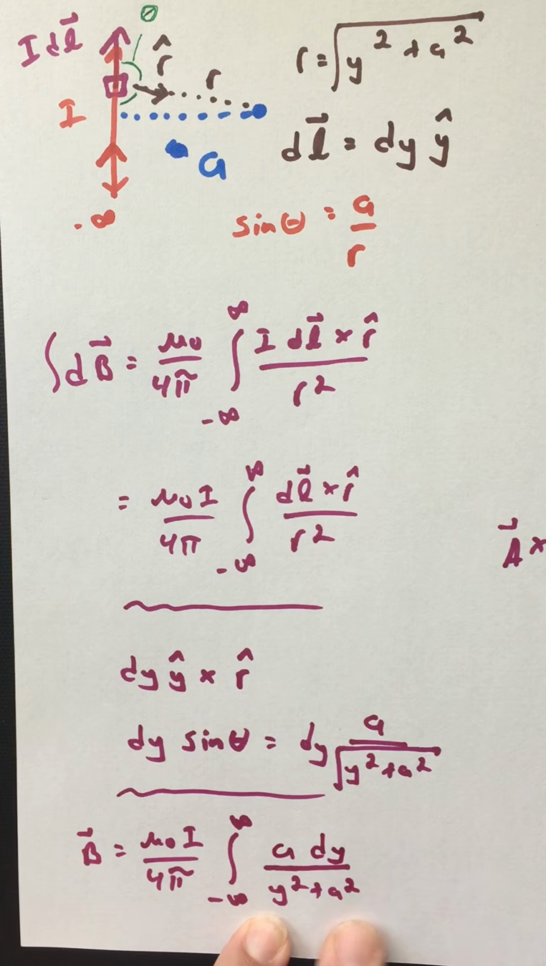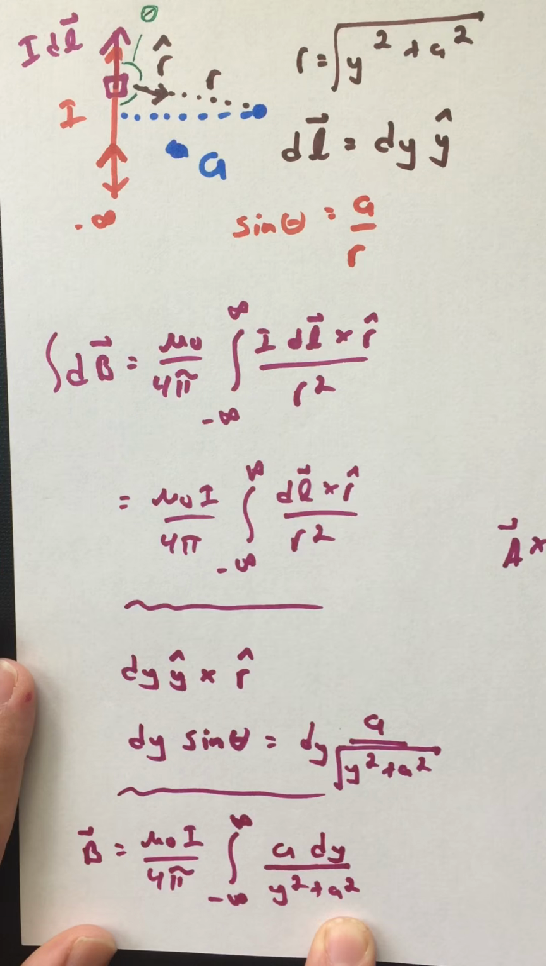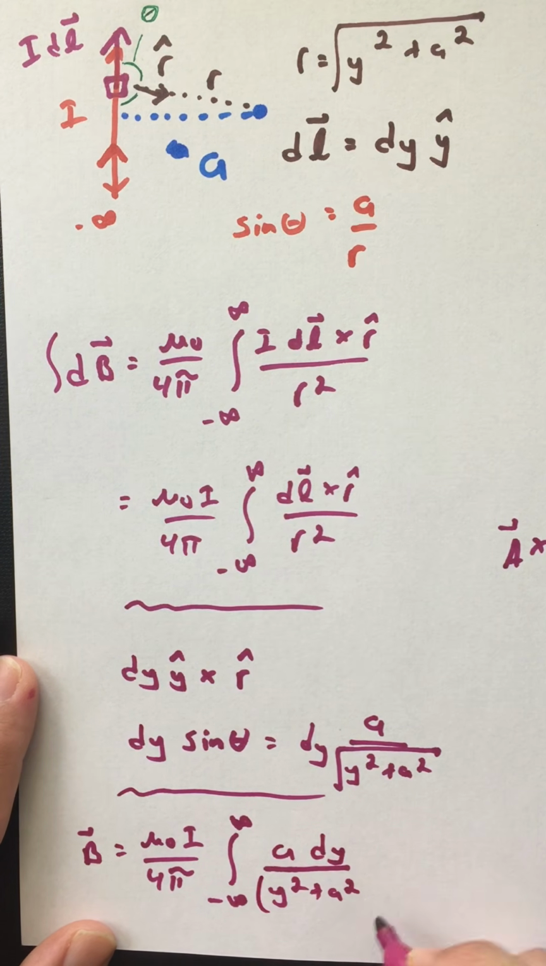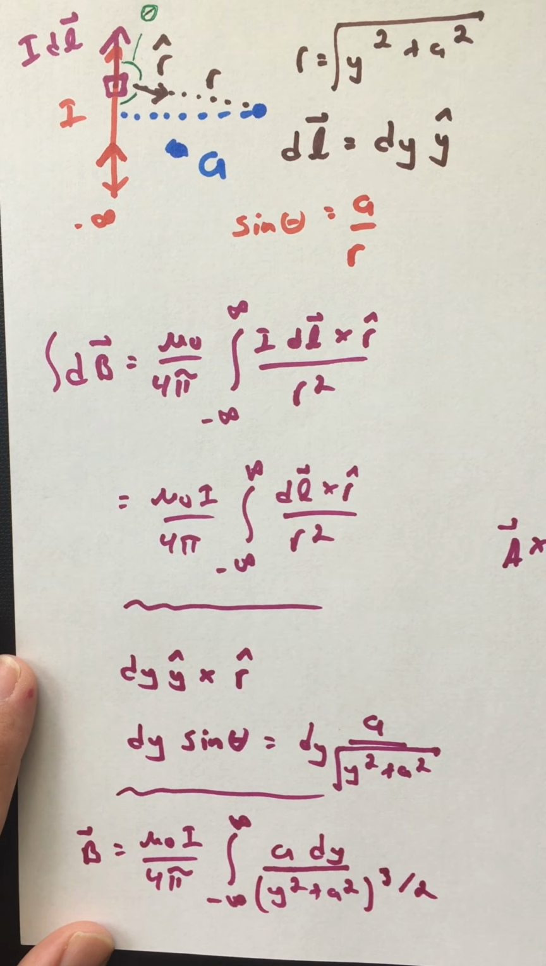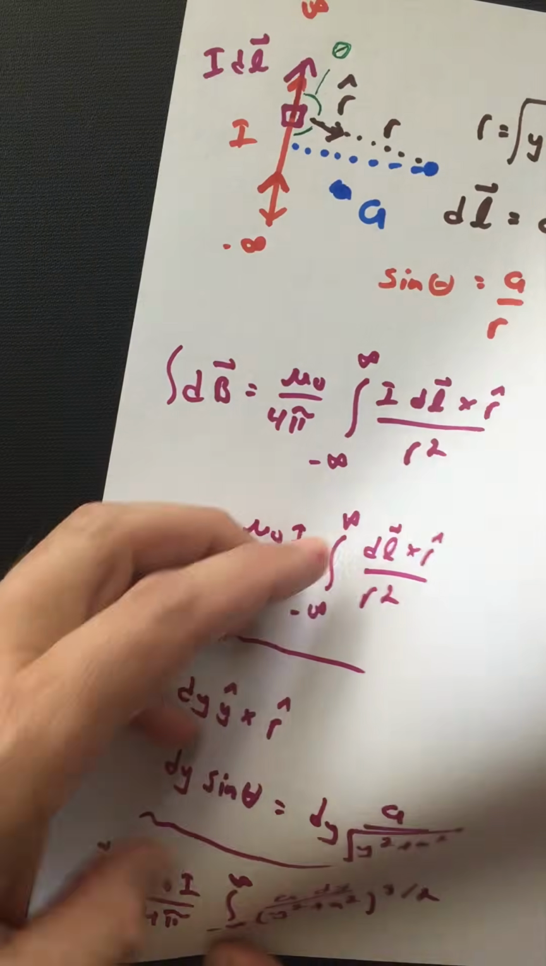Notice now I've got a y squared plus a squared, and I've got a y squared plus a squared square root. So I think at this point we can probably skip the step of writing that out and just do this. And that is an integral with a form which we have seen before. Let me go to a new sheet and work that out. There we go. So let me rewrite that integral.